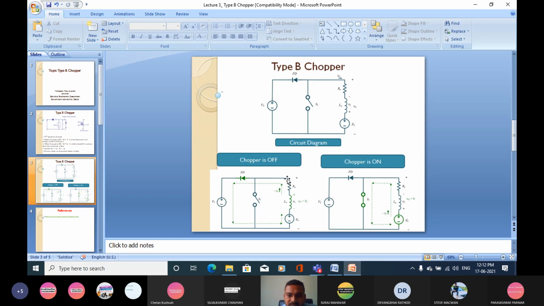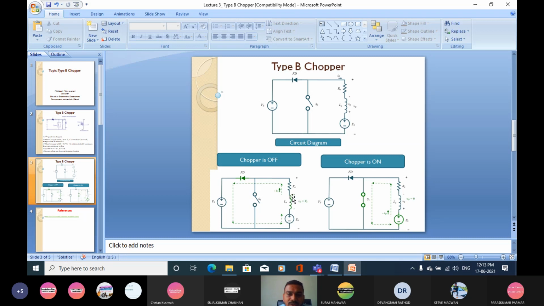But here is the EMF source, here is the inductor, and there is some energy stored in this inductor. So the total output voltage becomes equal to Vs, that is the source voltage, plus the energy stored in this inductor, or EMF available across this inductor. So output voltage V0 becomes equal to Vs plus L into di by dt, or generally we can write that V0 is equal to Vs plus VL.